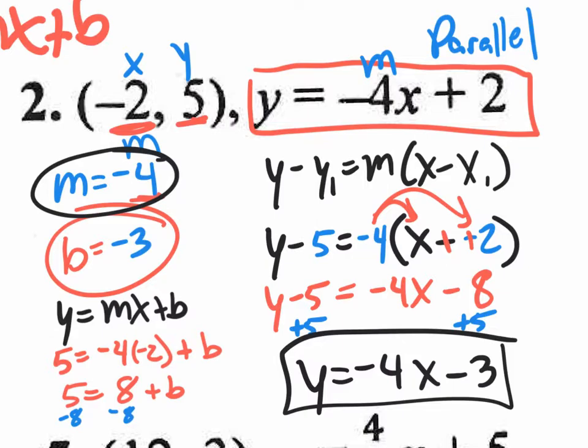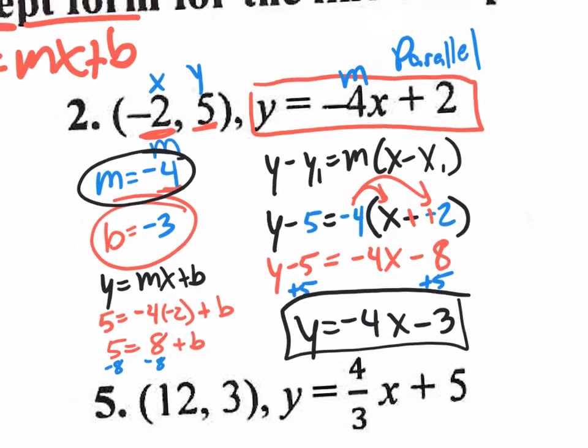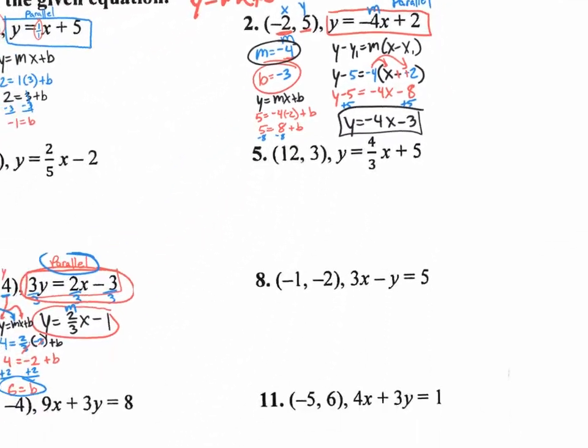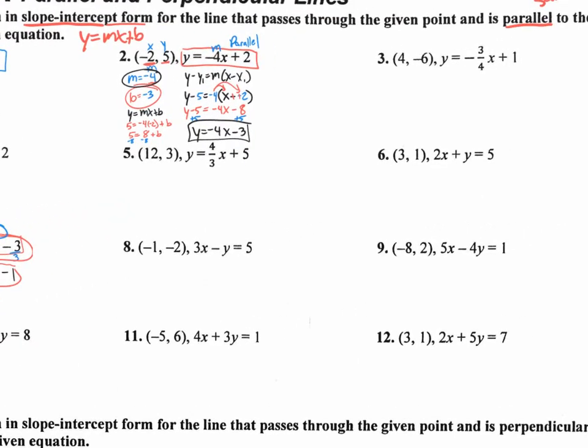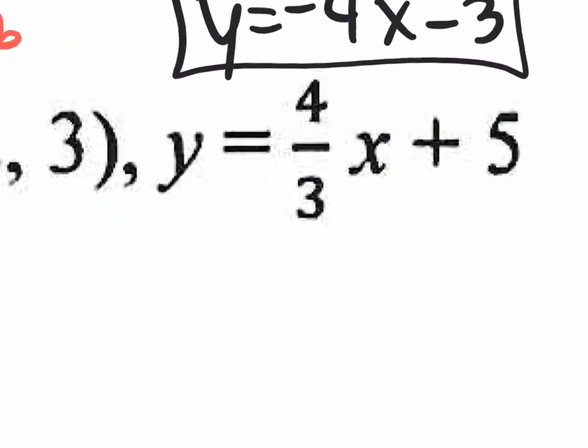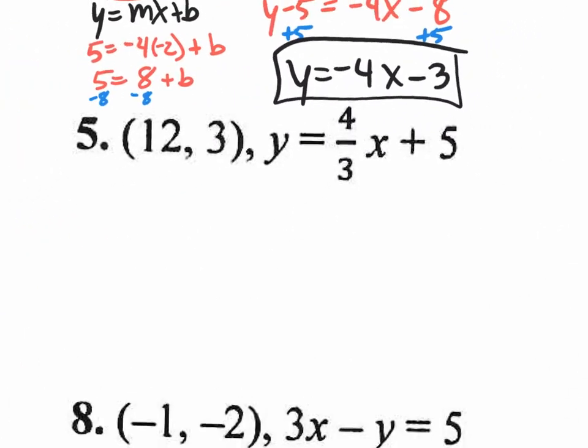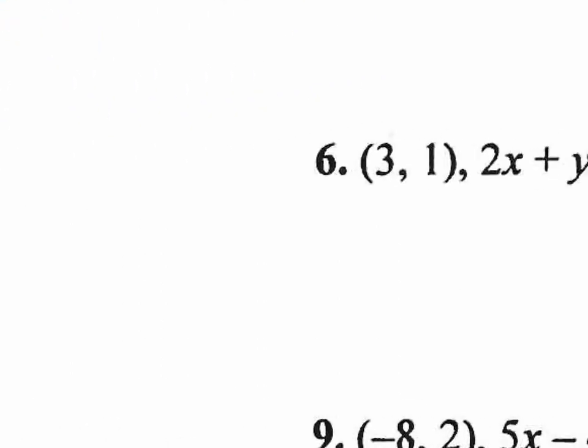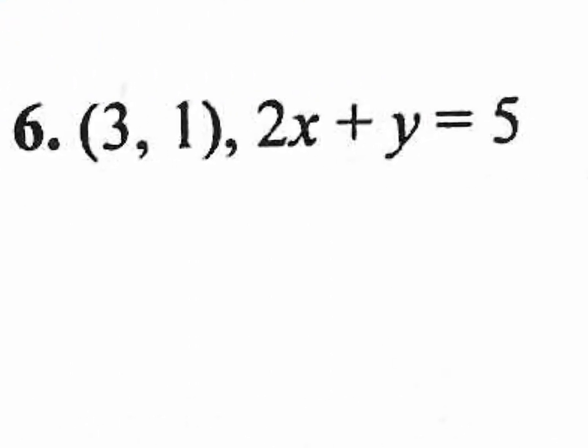Okay. Like I said, not all of them are going to be this easy, because sometimes you cannot see the slope. Right here you could see the slope. What's the slope right there, guys? 4/3. So your slope will be 4/3. Right here you cannot see the slope. So you need to rewrite the equation in slope-intercept form so you could identify the slope, so you could know what your slope is going to be.